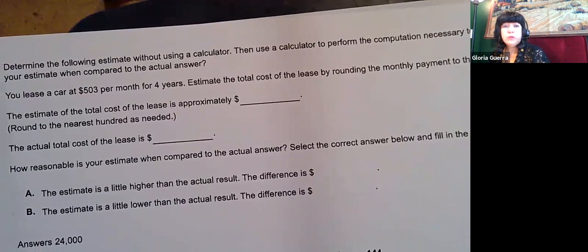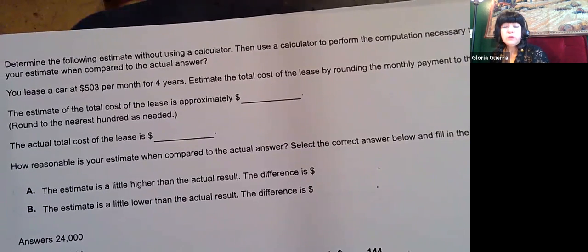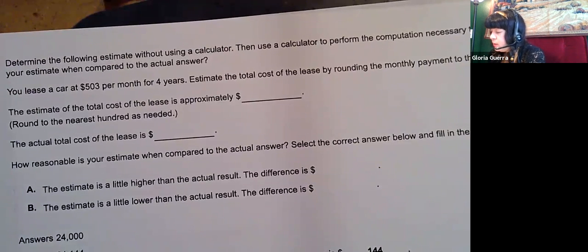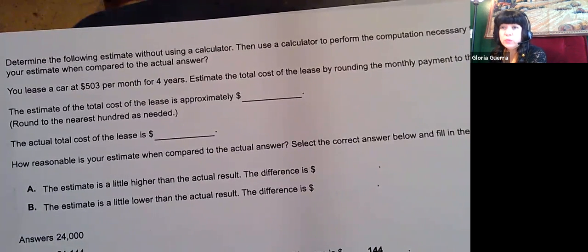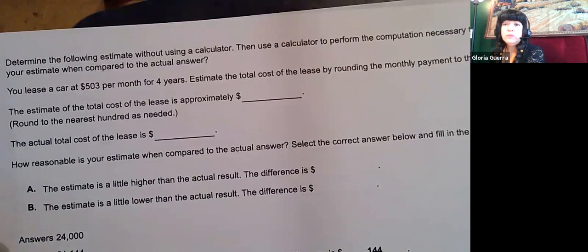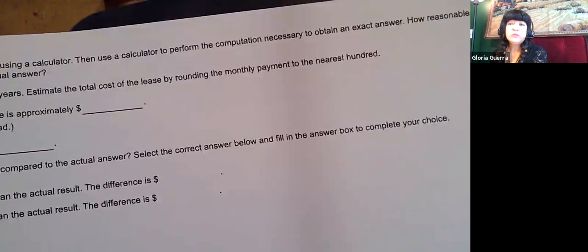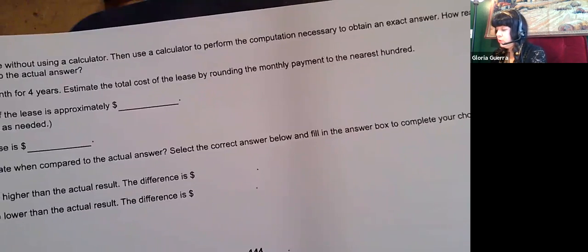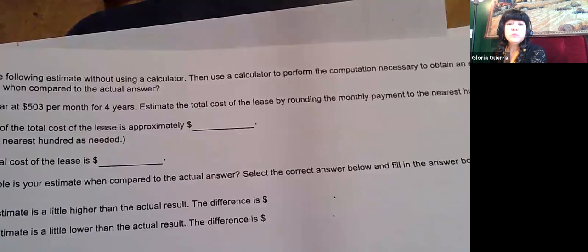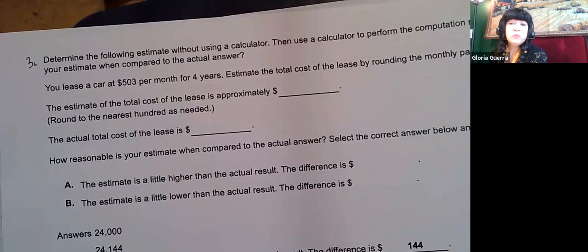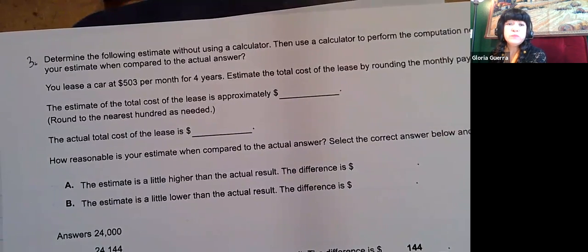So this says determine the following estimate without using a calculator, and then they want you to use a calculator to perform the computation necessary to obtain an exact answer. And then how reasonable is your estimate when compared to the actual answer?